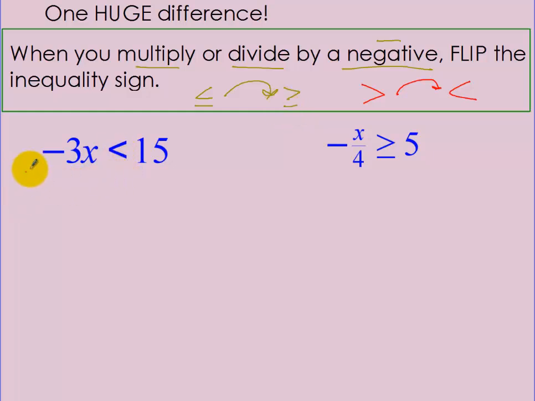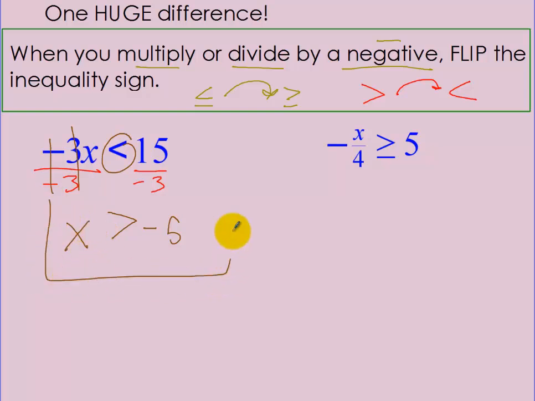So for example, and look at these very carefully, negative 3 times x is less than 15. I will divide by negative 3 on both sides. When you divide by negative 3, the negative 3's cancel out. So I'm left with x, and 15 divided by negative 3 is negative 5. But since I divided by a negative 3, I must flip this sign. So this sign must flip to greater than. So now I have x is greater than negative 5.